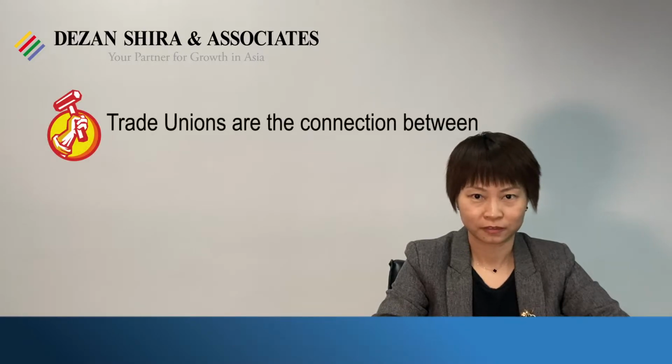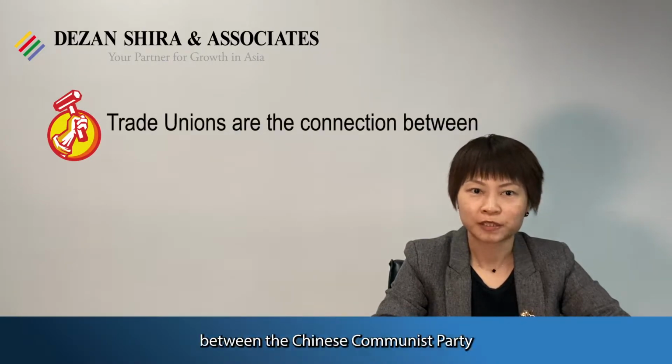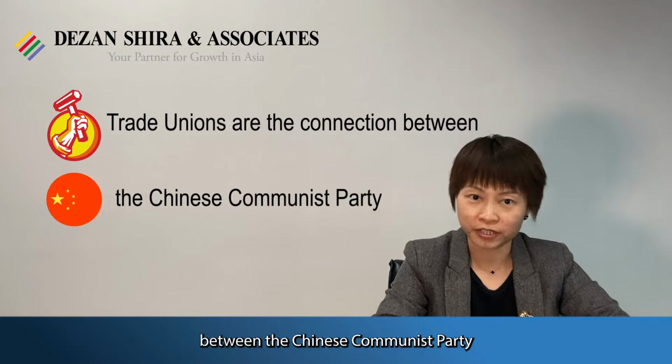To answer this question, we have to understand the nature of trade unions in mainland China. Trade unions in China are organizations under the leadership of the China Communist Party, voluntarily joined by workers. They are the connection between the Chinese Communist Party and the workers. Trade unions represent the interests of workers and safeguard workers' rights and interests.